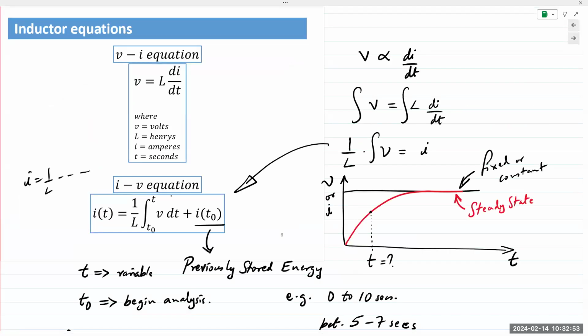Only to that point. So sometimes this V is written as V of t. Some books I've seen it, some books I haven't.